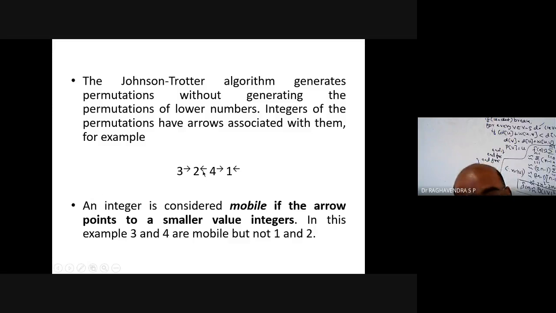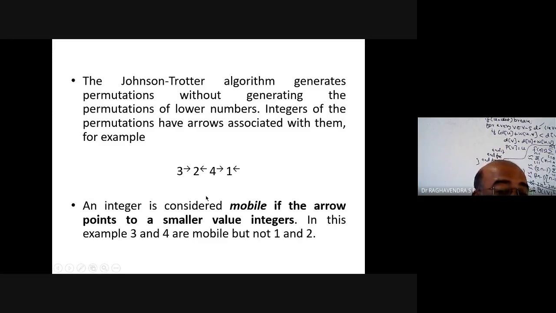So how to do this? How to rearrange the numbers using the Johnson-Trotter algorithm? So this is the logic. An integer is considered mobile. Mobile means movable, moving from one place to another place. An integer is considered mobile if the arrow points to a smaller value integer. If any arrow points to a smaller value integer, then the larger value becomes mobile. The lesser value is not mobile.